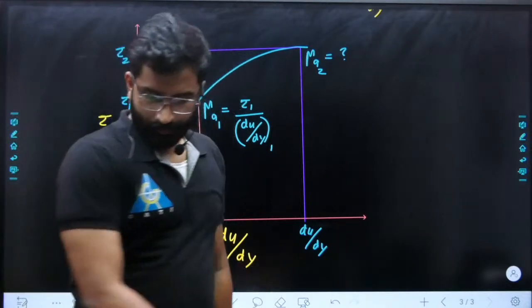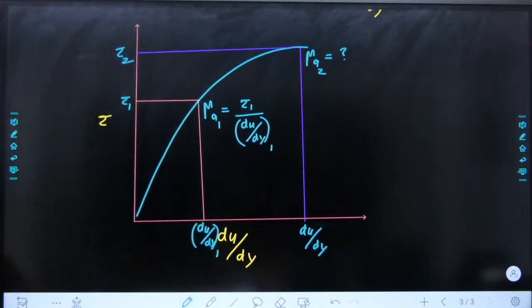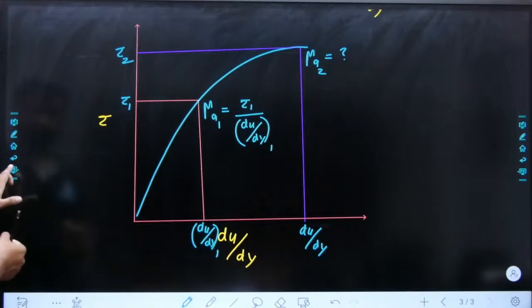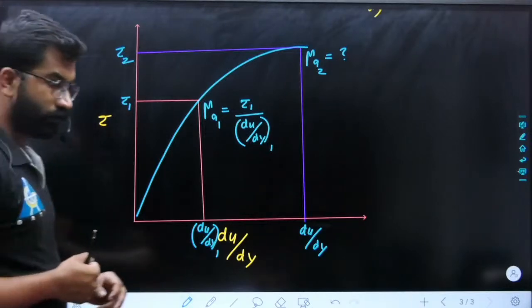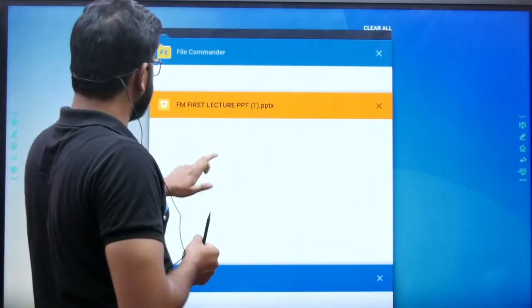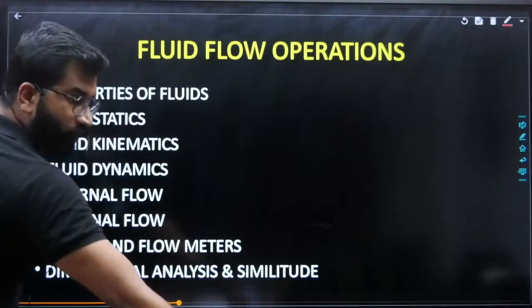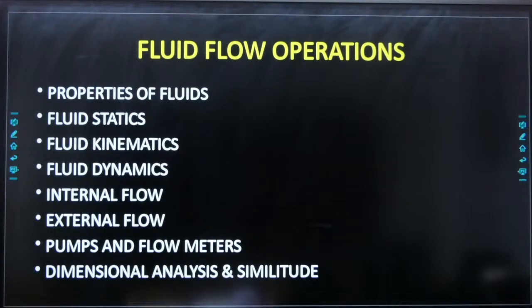Yes. Now, we are moving to the second chapter. What was the second chapter? Let me just show you. So properties of fluids is over. With this we are finishing the properties of fluids. We are moving to what?